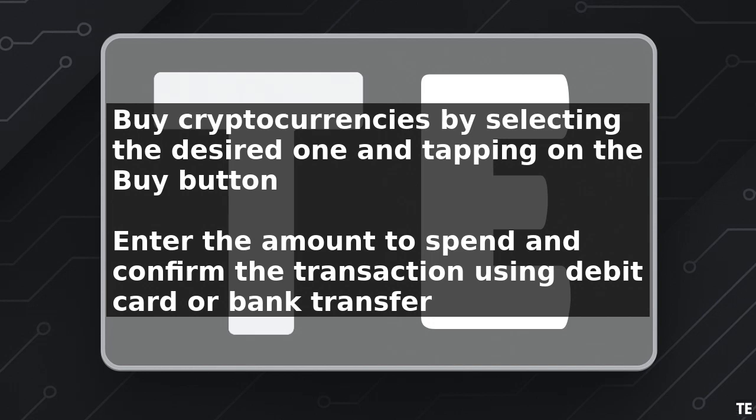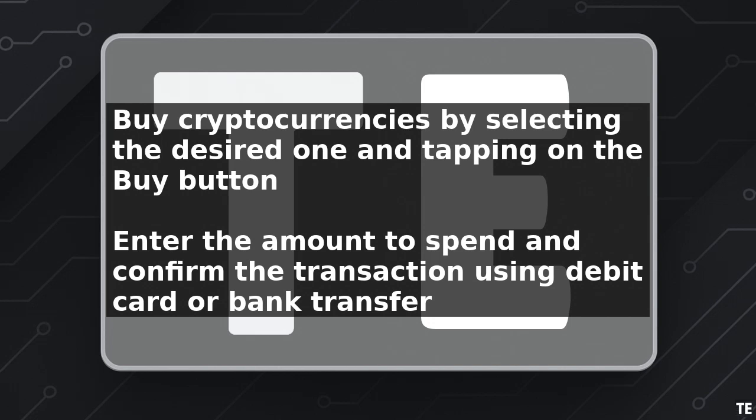When it comes to selling cryptocurrencies, the process is similar to buying. Go to the Crypto section, select the cryptocurrency you want to sell, and tap on the Sell button. Enter the amount you want to sell, and confirm the transaction. The proceeds will be credited to your Revolut account, and you can withdraw them to your bank account or use them to buy other cryptocurrencies.